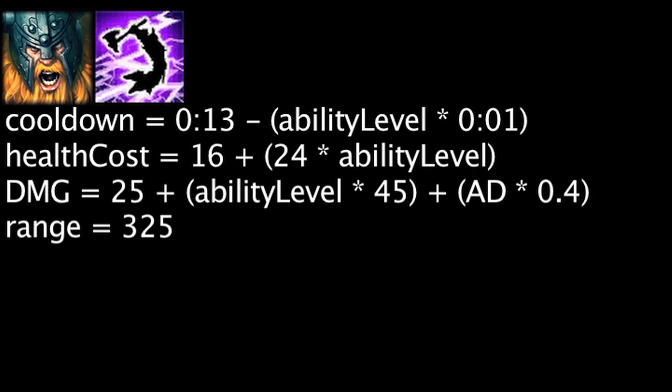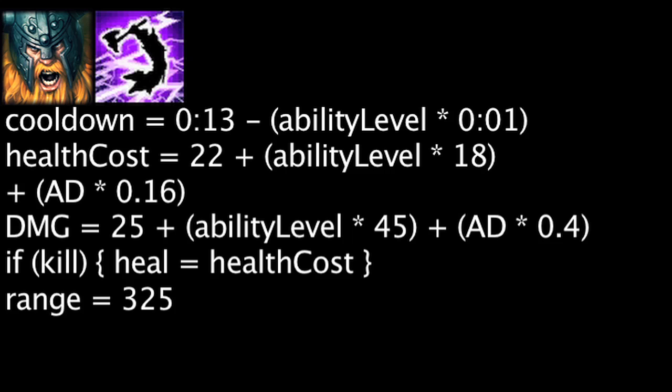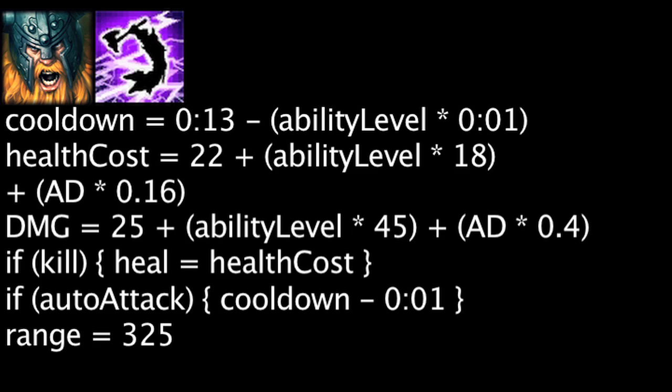The health cost will now be equal to 22 plus the ability's current level times 18, plus Olaf's attack damage times 0.16. However, the health cost will be refunded if the target is killed. Also, Olaf's auto attacks will now lower the cooldown of the ability by 1 second.